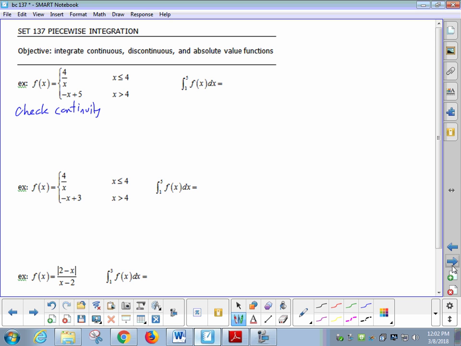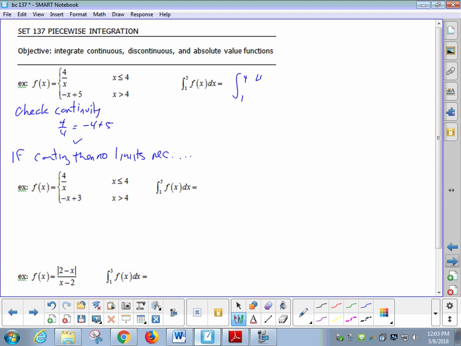Now, when I say check for continuity, I'm not saying do it in a nice formal, showing one-sided kind of way. Just as a mental check, is it continuous? The left side, what does it approach? 1. And the right side, what does it approach? 1. And so it's a yes. Now, if it's continuous, then no limits necessary.